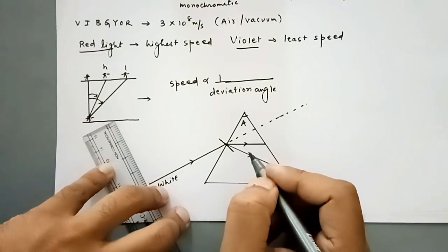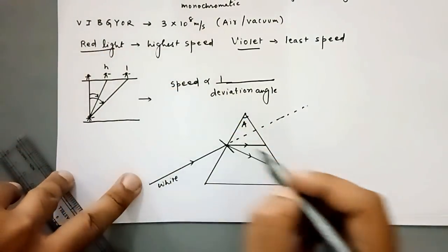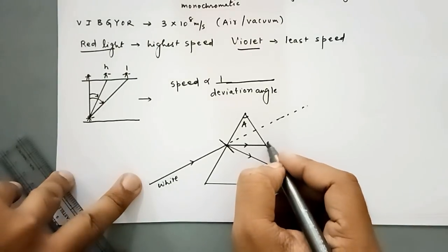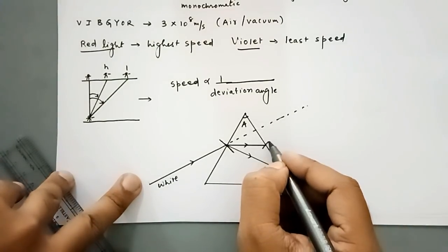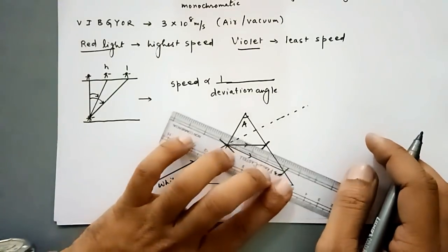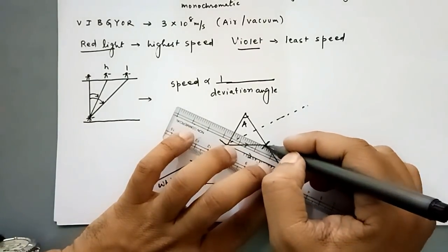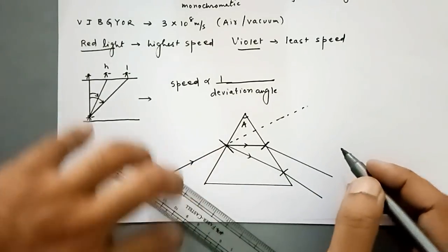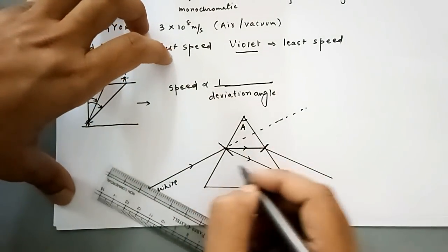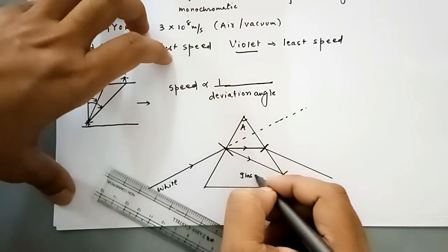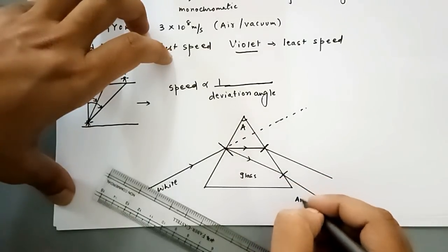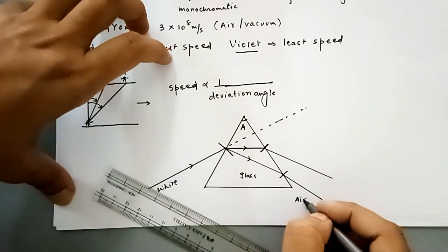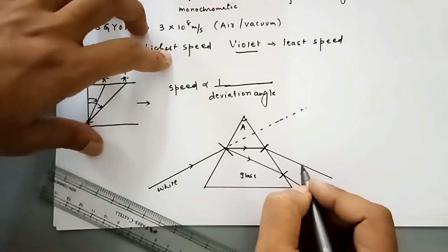One is red, another is violet, because all other colors will be lying in between. Now again, when they come out, this is the normal which is perpendicular to the surface, they will bend away from the normal. It is because the light is going from glass, that is the denser medium, to outside air, which is the rarer medium, right? Okay, so they are all bending away.